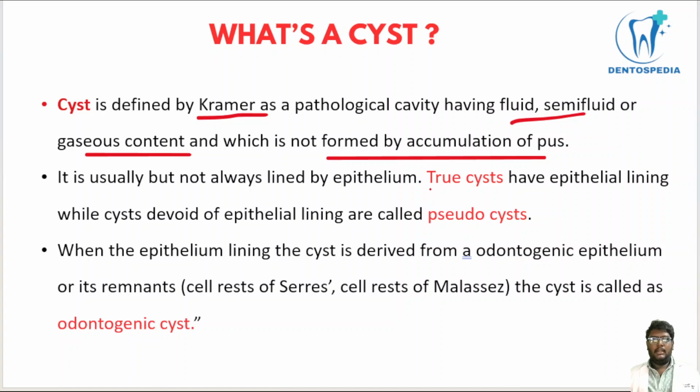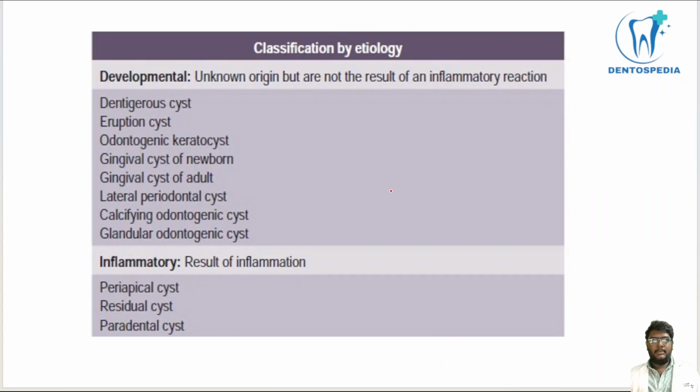Okay, and if the cyst is having epithelium lining, they are called true cyst, and if they don't have epithelium lining, they are called pseudocyst. Okay, and based on its origin, cysts are given certain names. So if the cysts are taking origin from the odontogenic epithelium or its remnants, they are called odontogenic cysts. Okay, and the rest of the cysts are non-odontogenic. And here is a classification based on etiology.